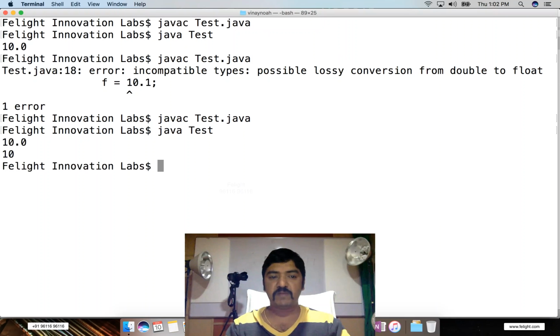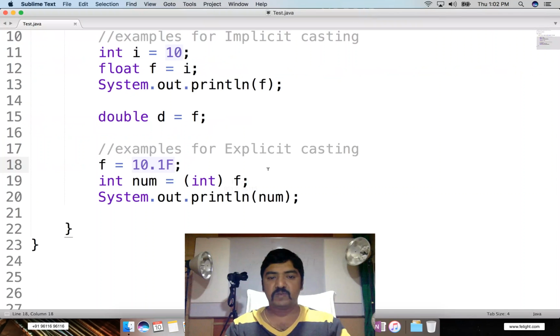Now the output will be 10. So you can say explicit casting with loss.